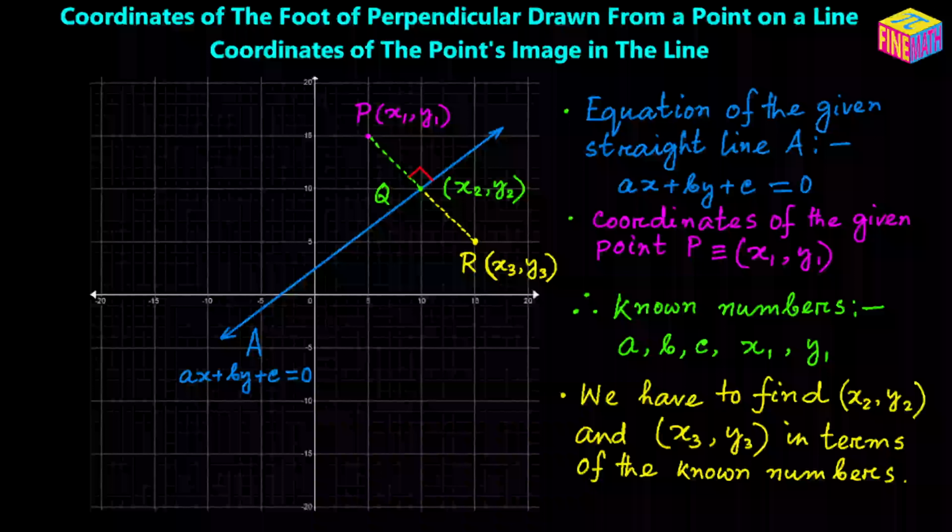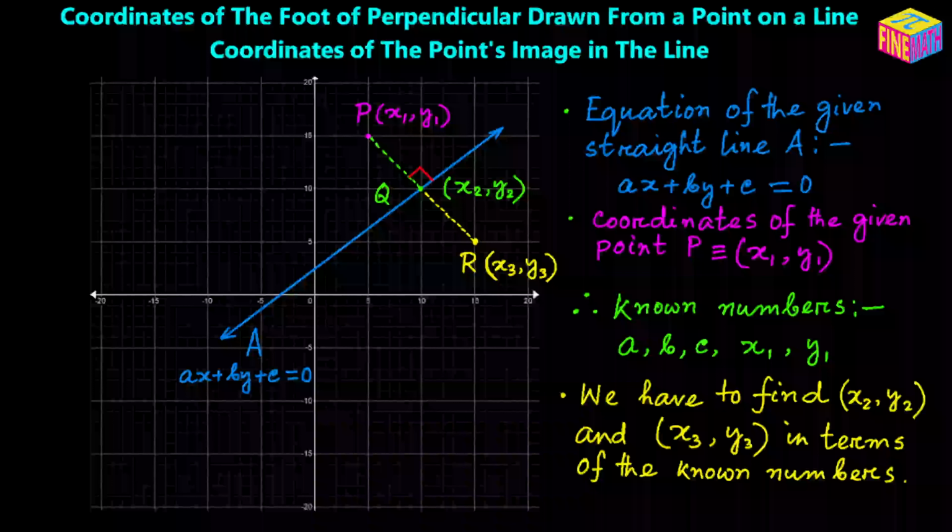And also let's assume that the image of P in this line is R, and let's assume that the coordinates of R are x sub 3, y sub 3, and they are also unknown. We have to find out the values of x sub 3 as well as y sub 3, and we have to find out the values of x sub 2 as well as y sub 2, and that is our task. So first we'll try to solve for x sub 2 and y sub 2.